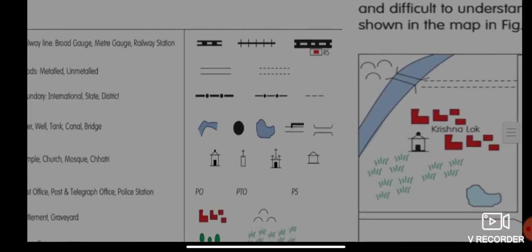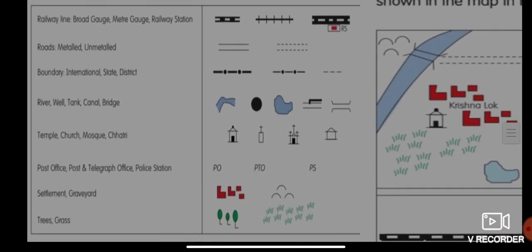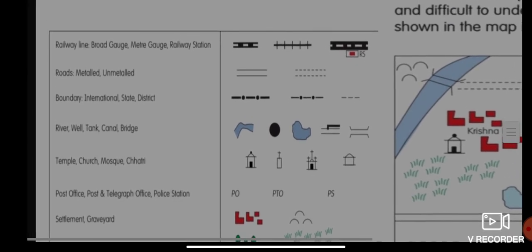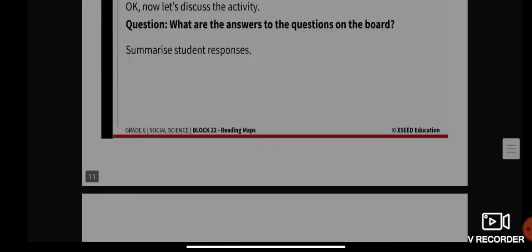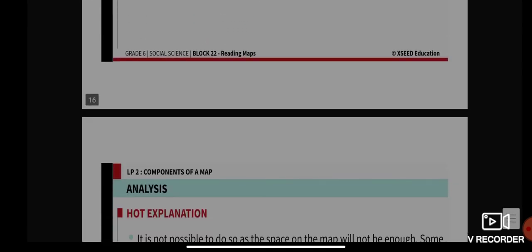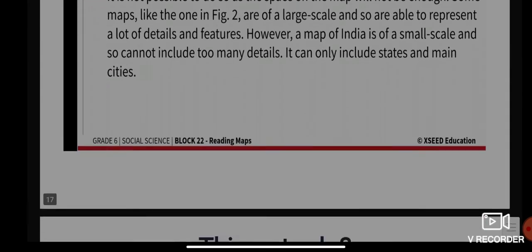So these are the large scale map and the small scale map. A large scale map can show many details, while in a map of India you cannot find every detail. It is actually not possible to do so.